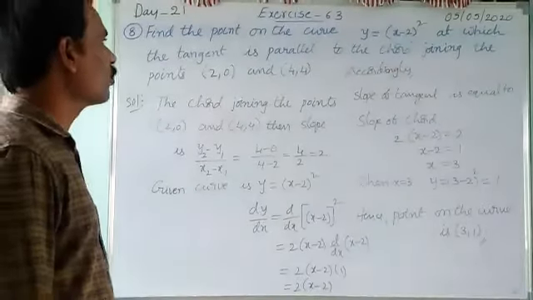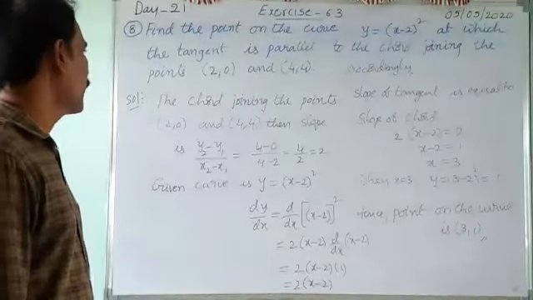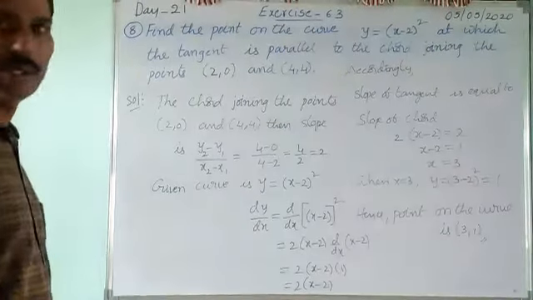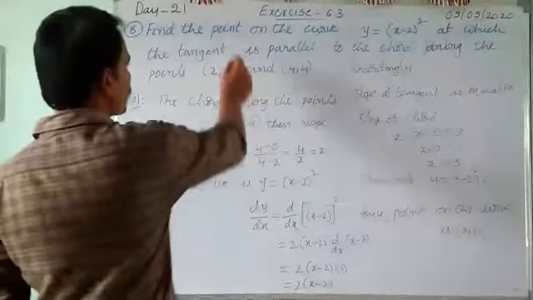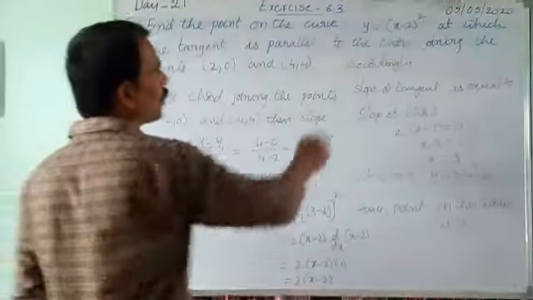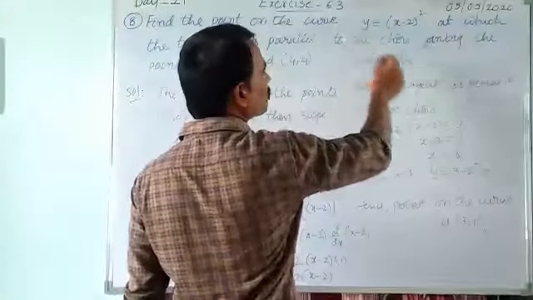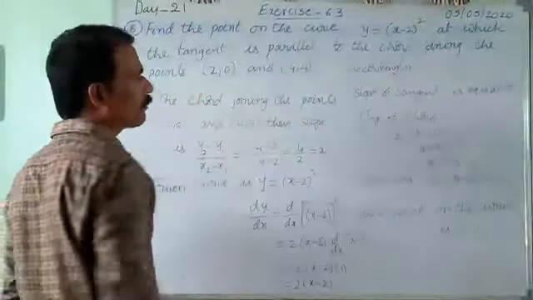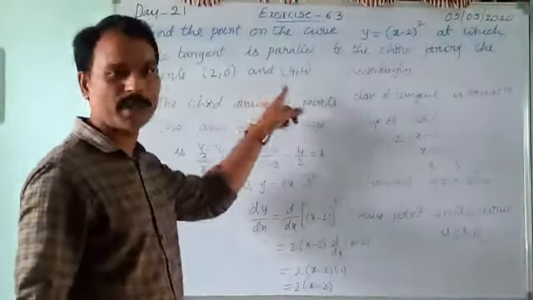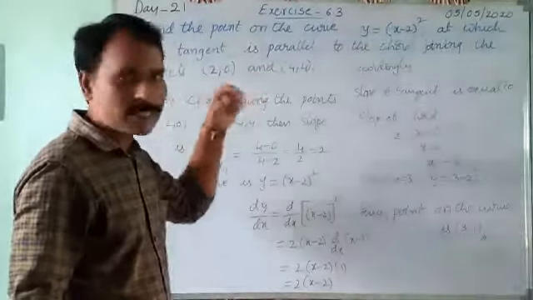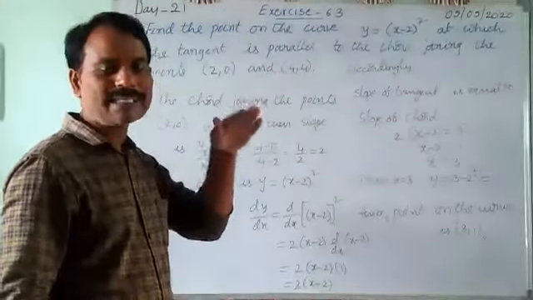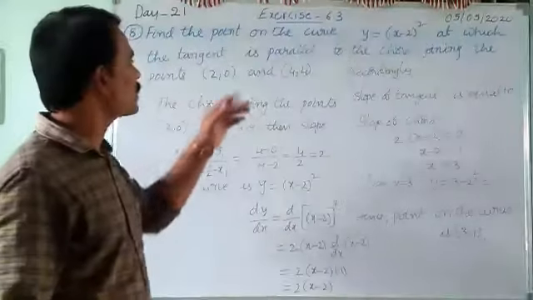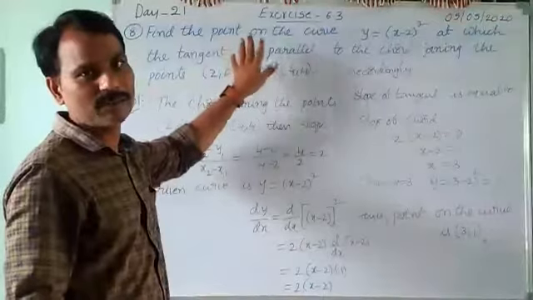Find the point on the curve y is equal to (x minus 2) whole squared at which the tangent is parallel to the chord joining the points (2, 0) and (4, 4). Meaning, just find the one point. y is equal to (x minus 2) whole squared is the curve at which the tangent is parallel to the chord joining (2, 0) and (4, 4). One chord is passing through these 2 points. So if a line is passing through 2 points, from that we can easily calculate the slope, and that slope is equal to the slope of the tangent. This is the meaning of this problem.